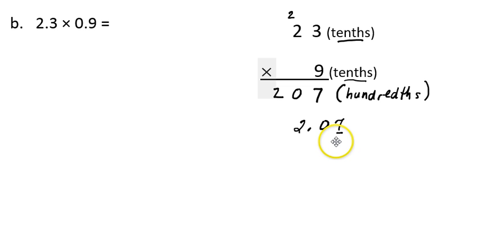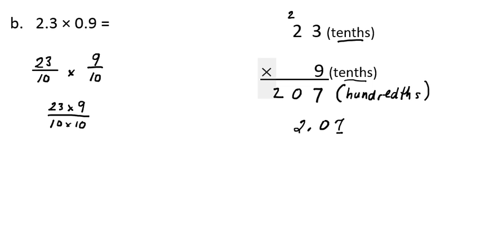Now let's see how that relates to multiplying fractions. I'm going to turn each of these decimals into a fraction. So 2 3/10 would be the same thing as 23/10, just like we showed in the vertical format for multiplication, and I'll be multiplying that by 9/10. To do this multiplication, I would take 23 times 9 over 10 times 10. Well, we know from the previous multiplication that 23 times 9 is 207. 10 times 10 is 100.